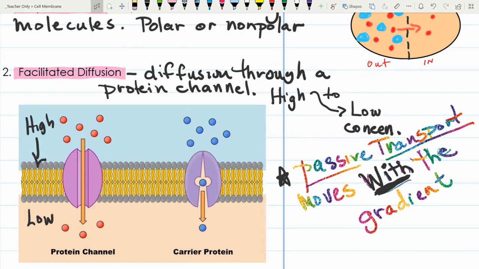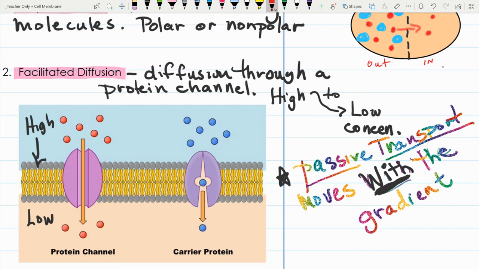In this graphic here, these are both different types of protein. One is a protein channel, the other one is a carrier protein. They work a little differently, but they're both an example of facilitated diffusion. So the little red dots on the left, right, there's a higher concentration of them on that side of the membrane and a lower concentration on the other side.